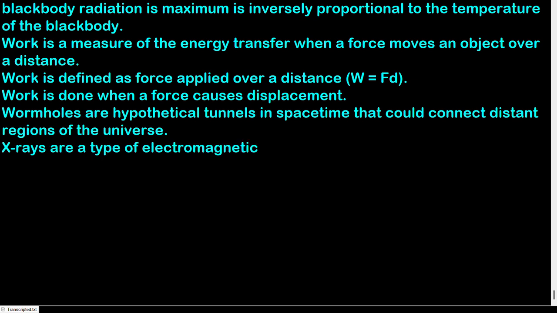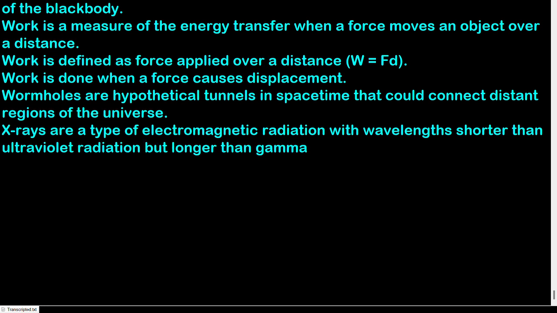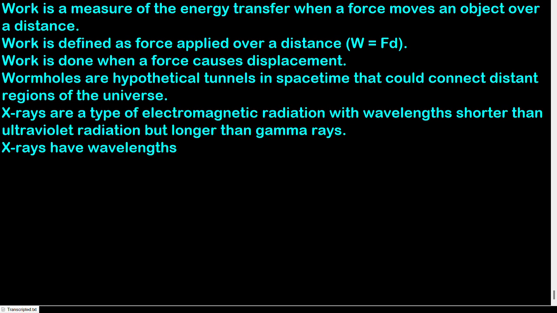X-rays are a type of electromagnetic radiation with wavelengths shorter than ultraviolet radiation but longer than gamma rays. X-rays have wavelengths shorter than ultraviolet radiation but longer than gamma rays.